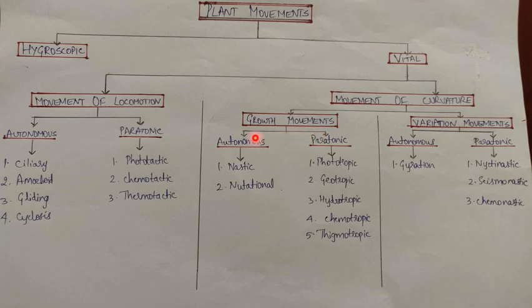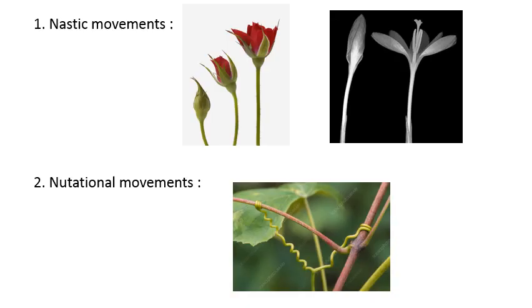Coming to the first one, autonomous. Autonomous means the stimulus is internal. So due to internal stimulus, there are growth movements. The first one under that is the nastic type. Petals and sepals in flowers show this kind of nastic movement.